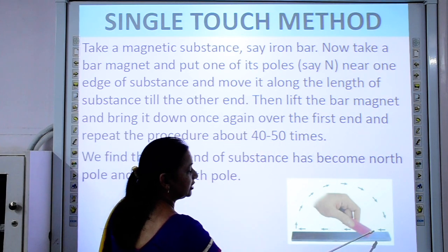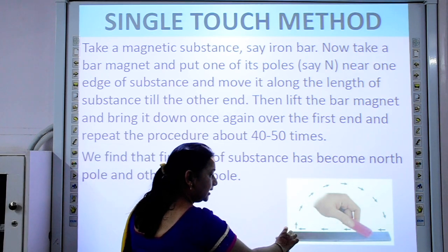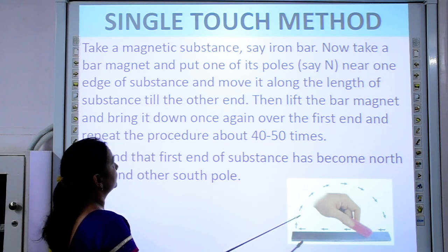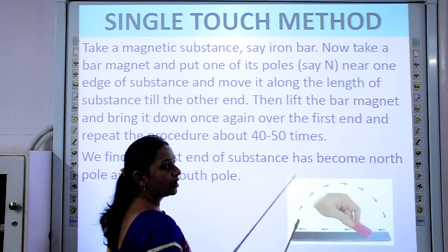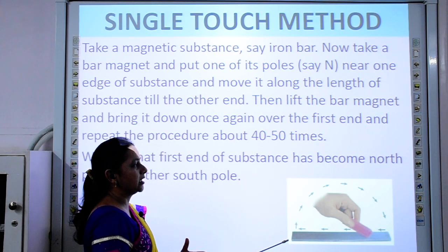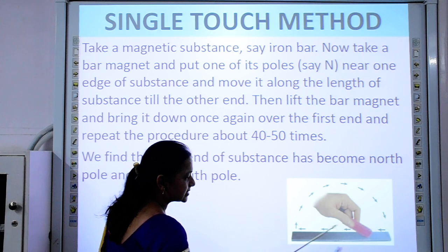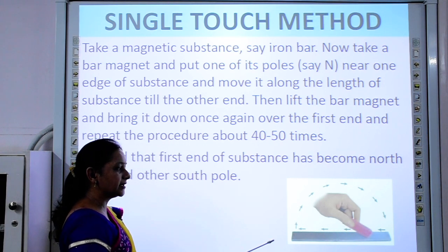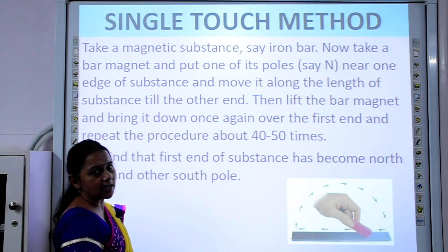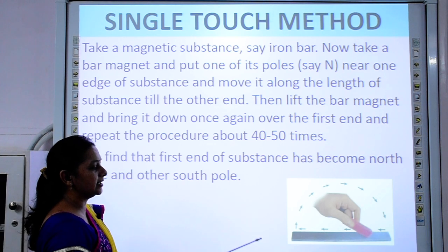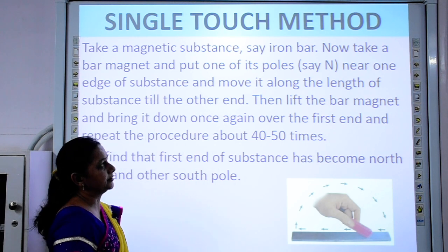Now again, when we reach this end, we lift the bar magnet and bring it again closer to the first end here. We bring it down again over the first end and repeat the procedure for about 40 to 50 times. After this is done, we see that this substance acts as a magnet, and the first end becomes the north pole and the other end becomes the south pole. So this is how we have made this iron bar a magnet using this single touch method.